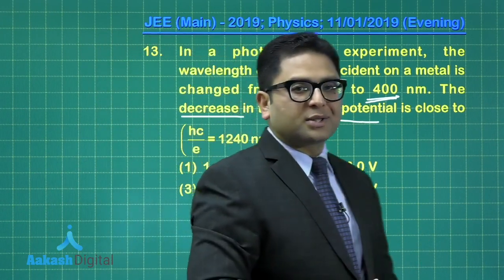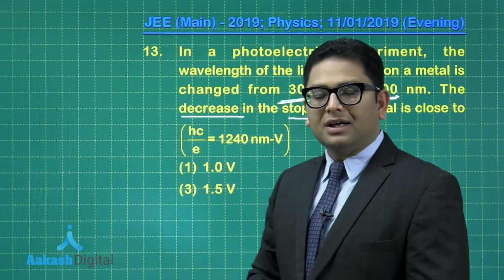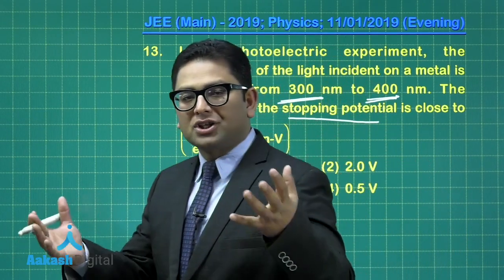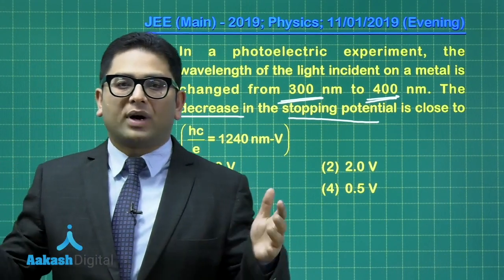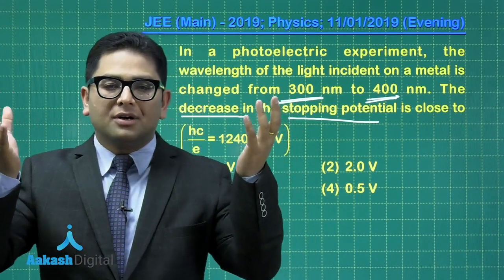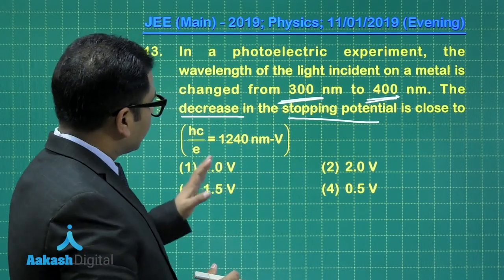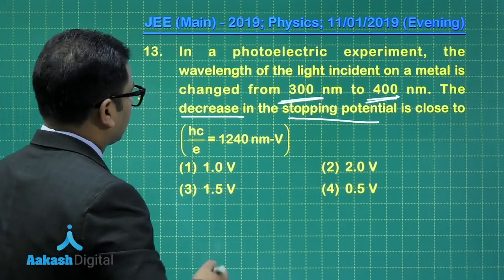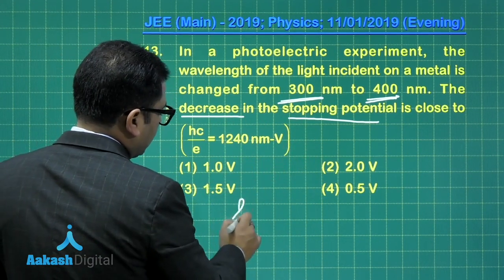Well, if we increase the wavelength, the energy of the photon will fall, and subsequently the potential required to stop the electron would also fall. So that's the reason why an increase in wavelength means there is a fall in stopping potential. Now, for the sake of simplicity in calculation, this has been given. You can go this way.